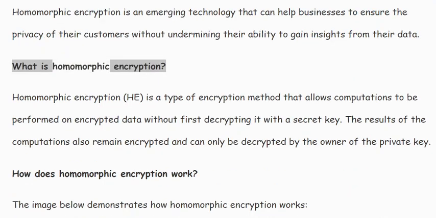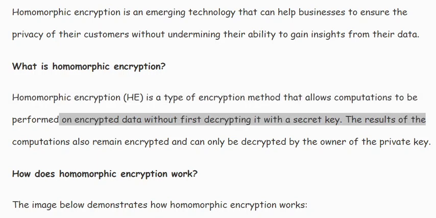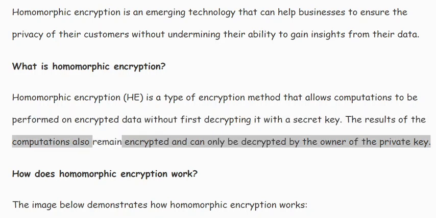What is homomorphic encryption? Homomorphic encryption is a type of encryption method that allows computations to be performed on encrypted data without first decrypting it with a secret key. The results of the computations also remain encrypted and can only be decrypted by the owner of the private key.